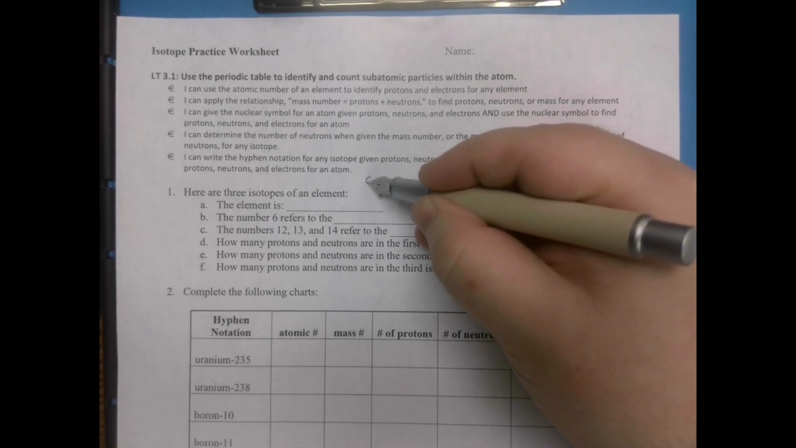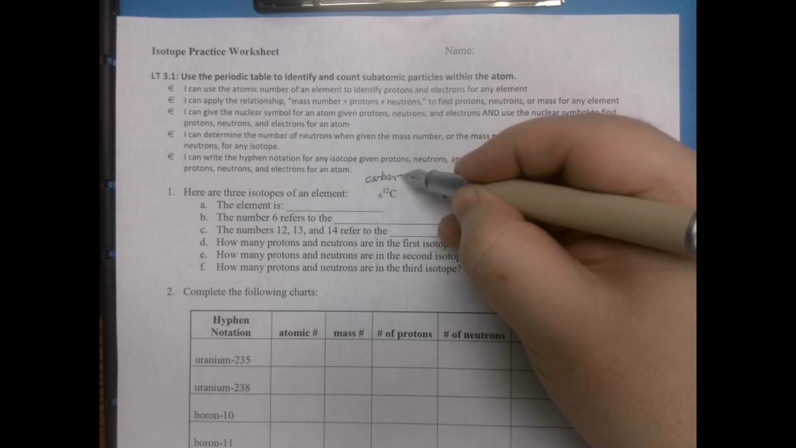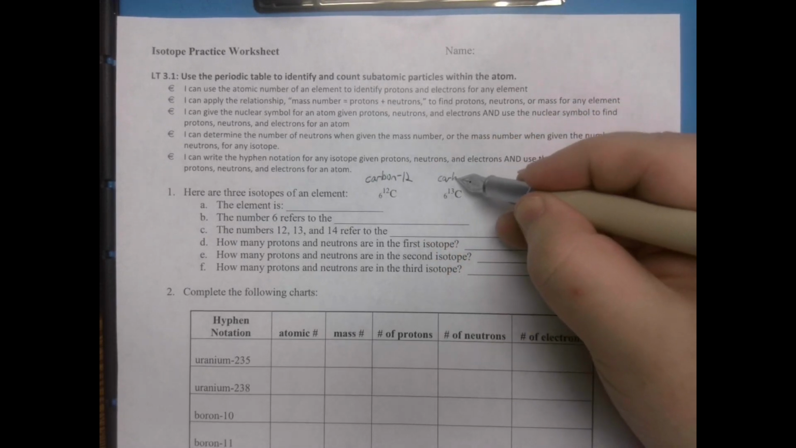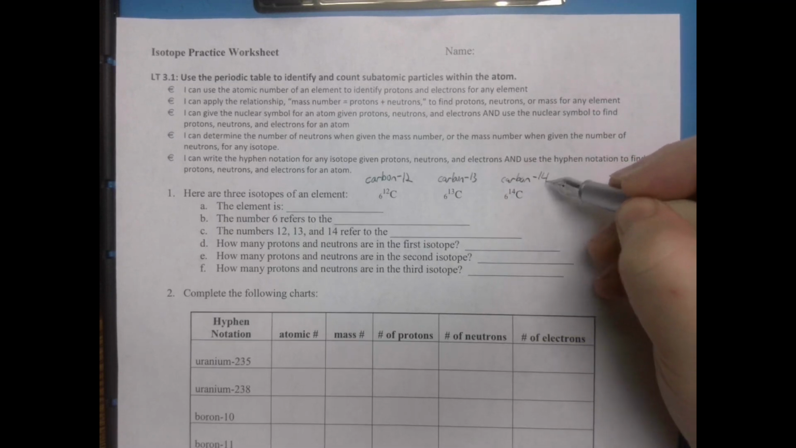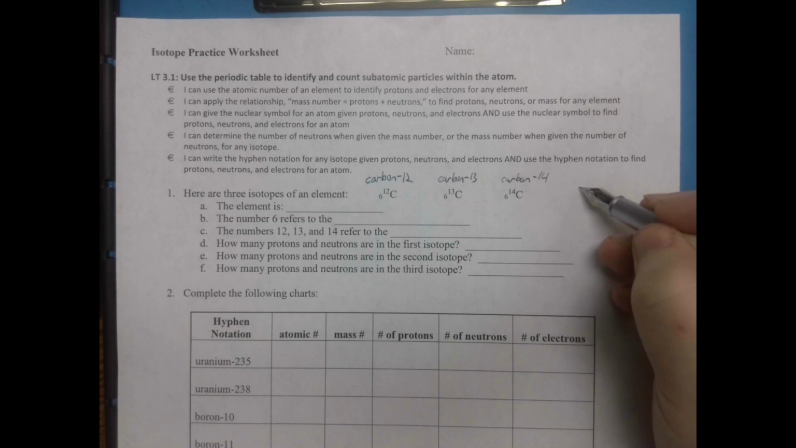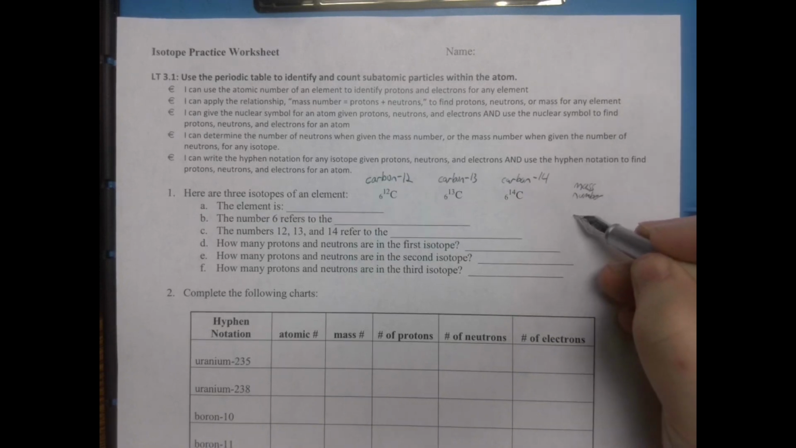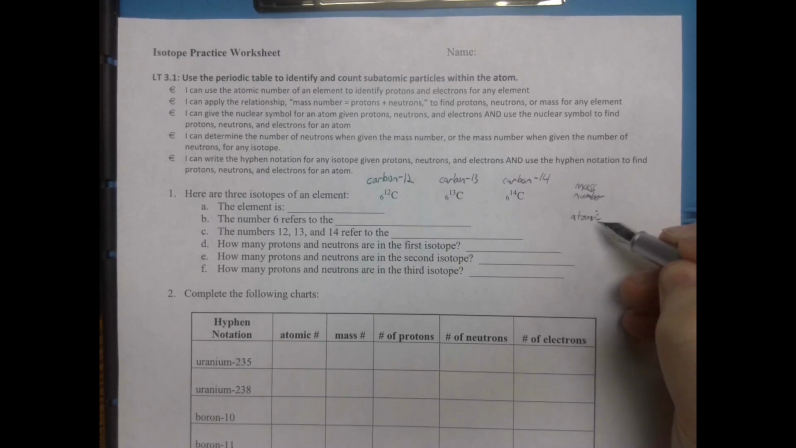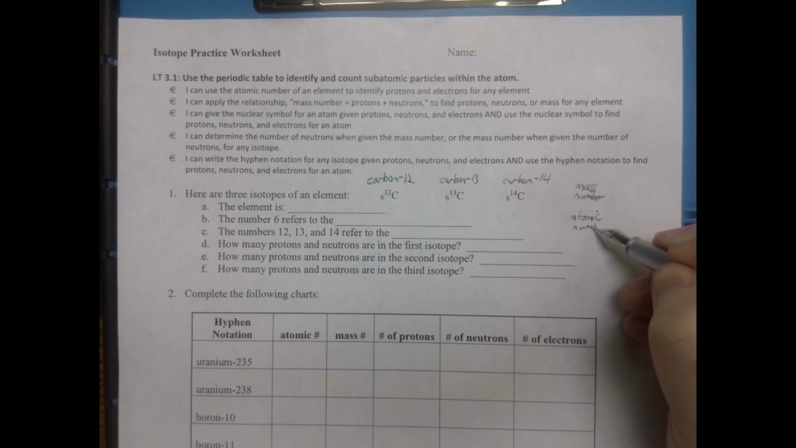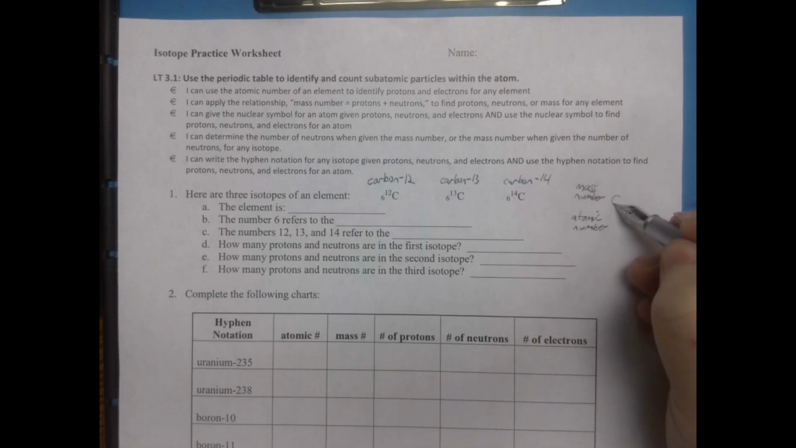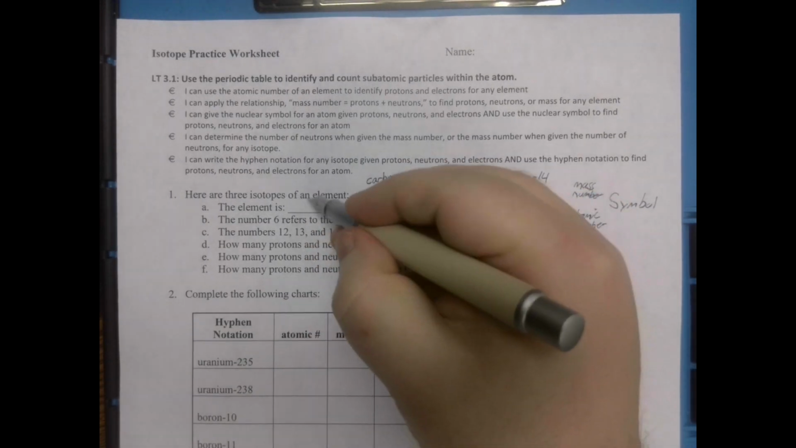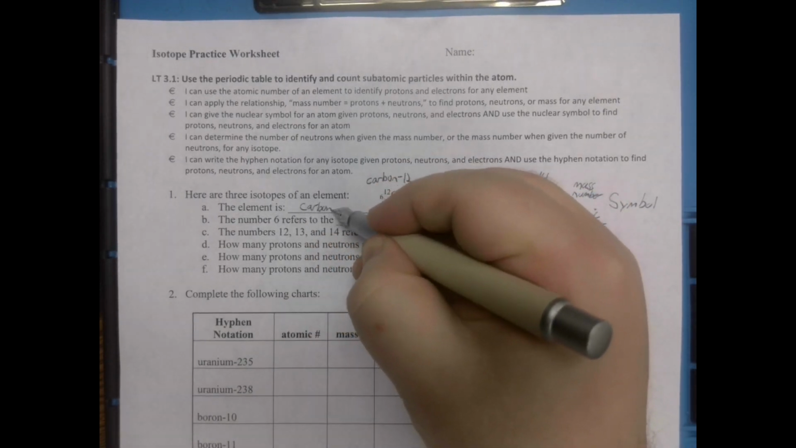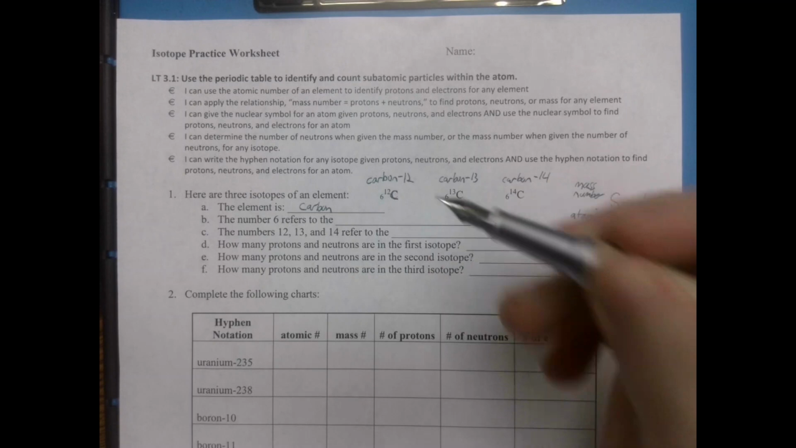So to put in hyphen notation, this is carbon 12, carbon 13, and carbon 14. The top number is the mass number. The bottom number is the atomic number. And then we have the symbol. So this element is carbon. We know that from the symbol, C.